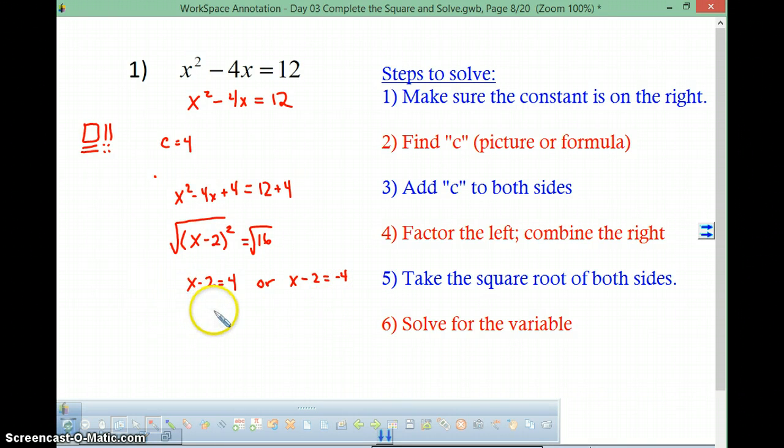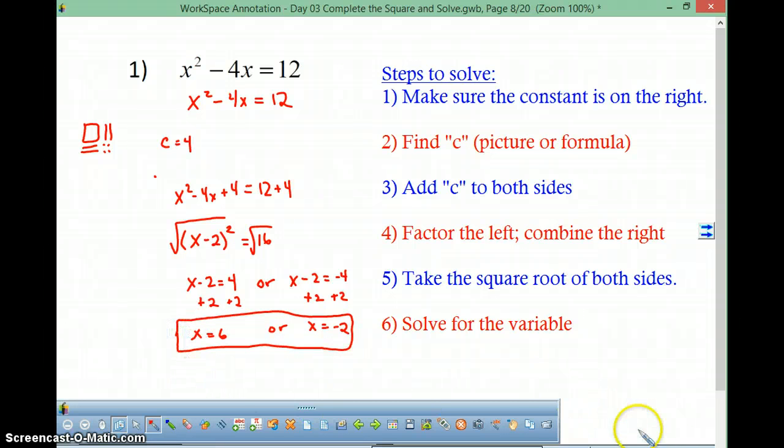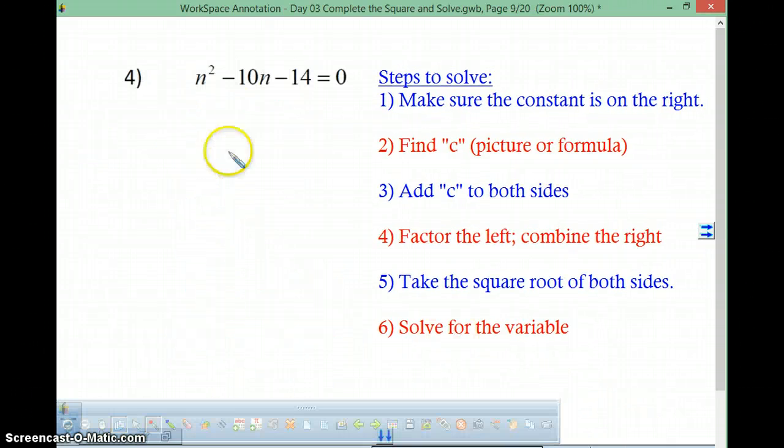Okay? Now how do we solve for the variable? How can we isolate x? Well, we're going to add 2 to both sides of the equation. X equals 6. Or, let's add 2 to both sides of this equation. X equals negative 2. This is your final answer. You've got 2 solutions or 2 roots. There they are. Let me do one more problem with you.